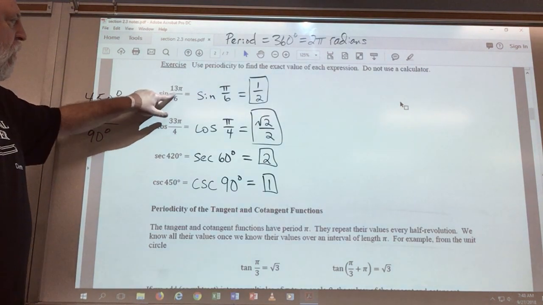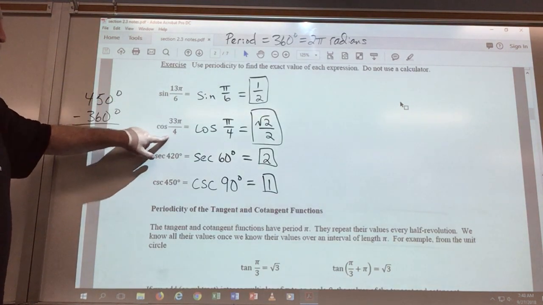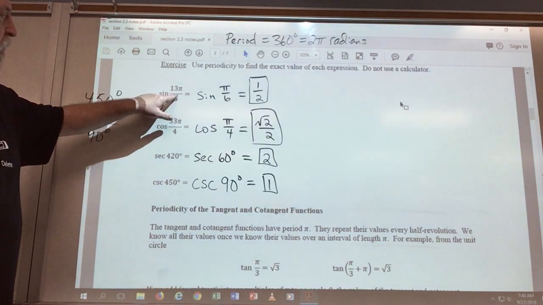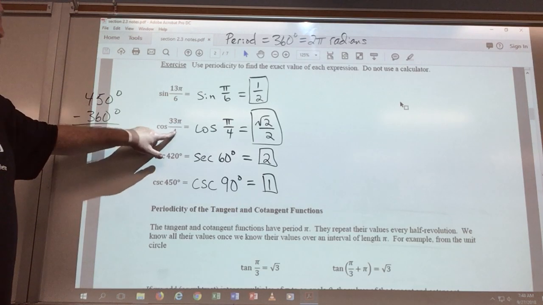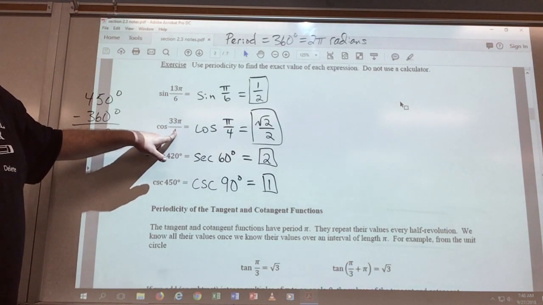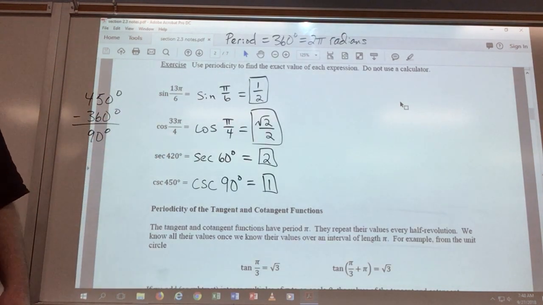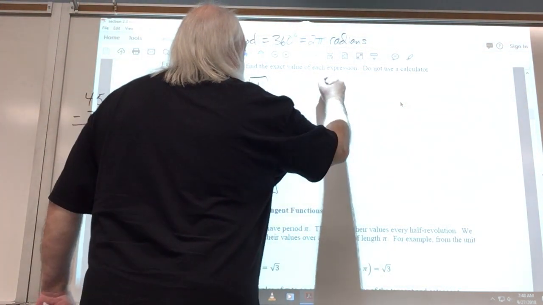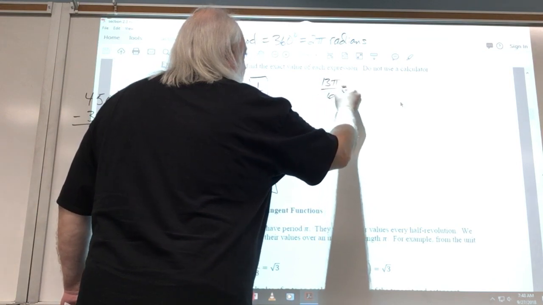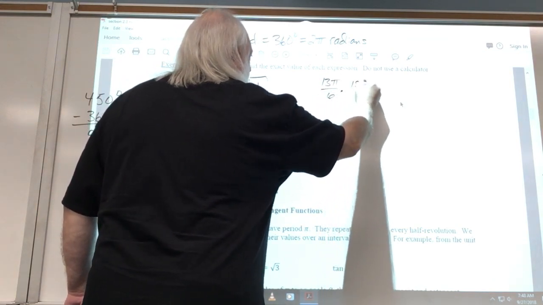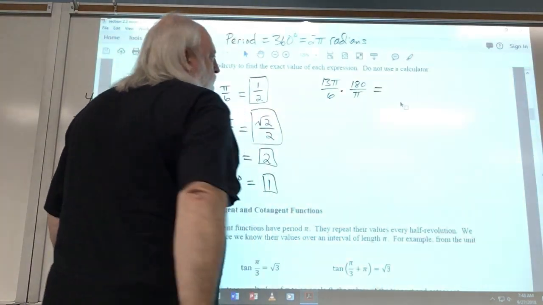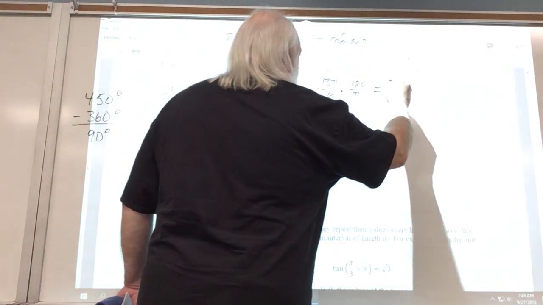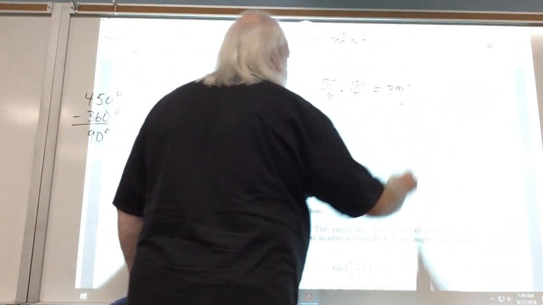Now, I know many of you find working with degrees easier than radians. We could have converted these angles to degrees and solved these problems working with degrees, right? 13 pi over 6. To convert that to degrees, you multiply by 180 over pi. The pi's cancel. 6 goes into 180 30 times. 30 times 13 is 390 degrees.